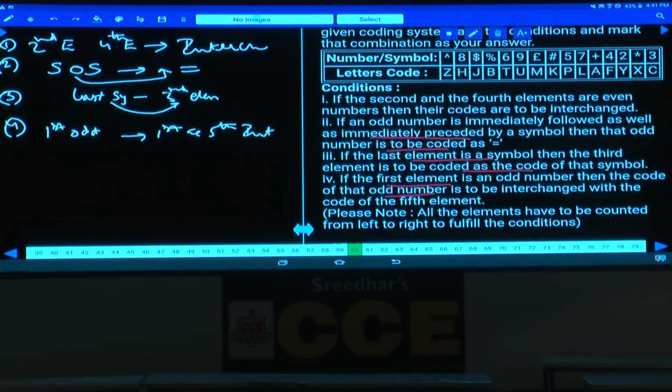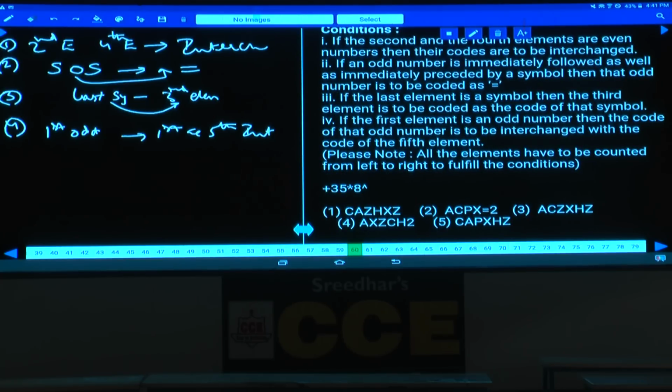Then question number 60. What is the symbol here? Plus 35 star 8, which category does it come under? Second element is not an even number, so the first rule is ruled out. Symbol, odd number, symbol, symbol, odd number, symbol, that is also ruled out. Next, the last element is a symbol, so according to the third rule, the third element should be coded as the code of that symbol.